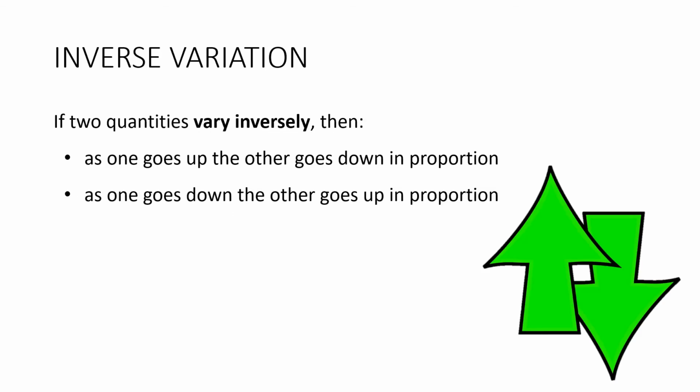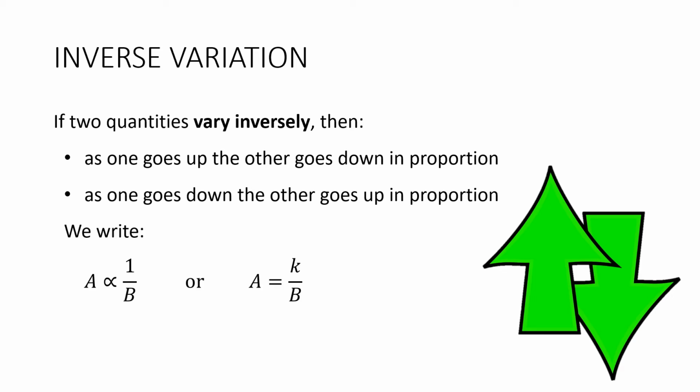Let's move on to inverse variation, which is related to hyperbolas. If two quantities vary inversely, then as one goes up, the other goes down in proportion. Or as one goes down, the other goes up in proportion. Now remember when we did direct variation, we had both of the quantities going in the same direction. As one goes up, the other goes up. So this one's opposite directions.